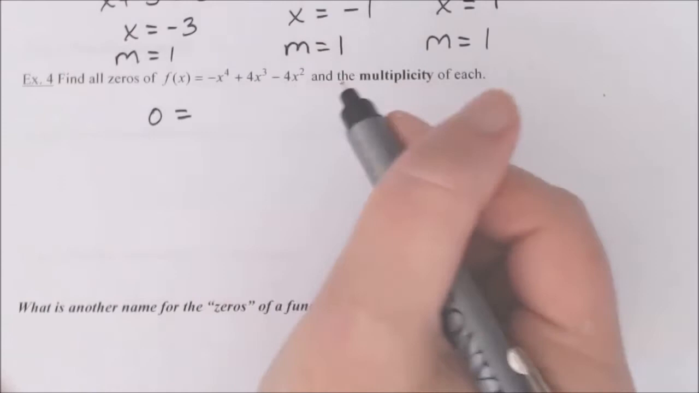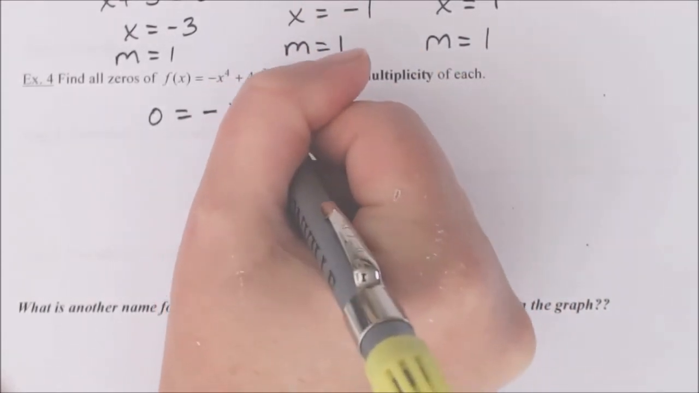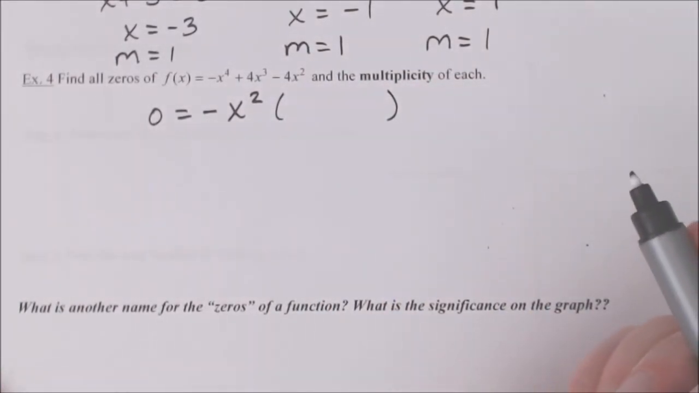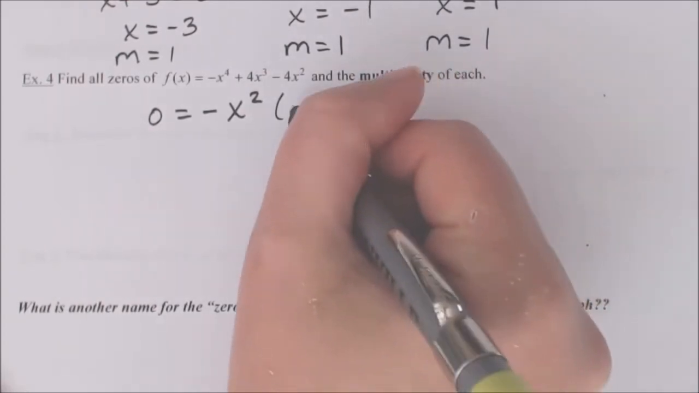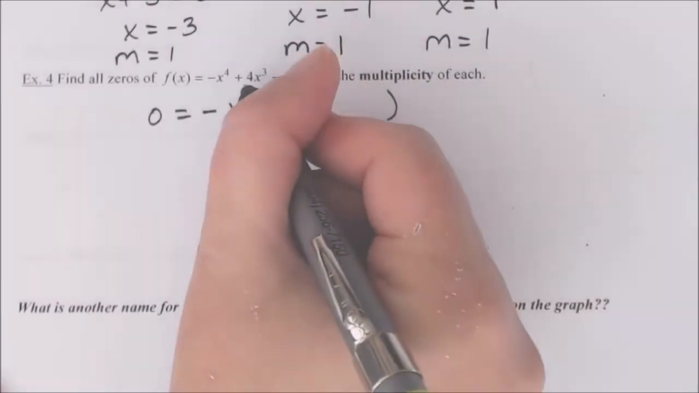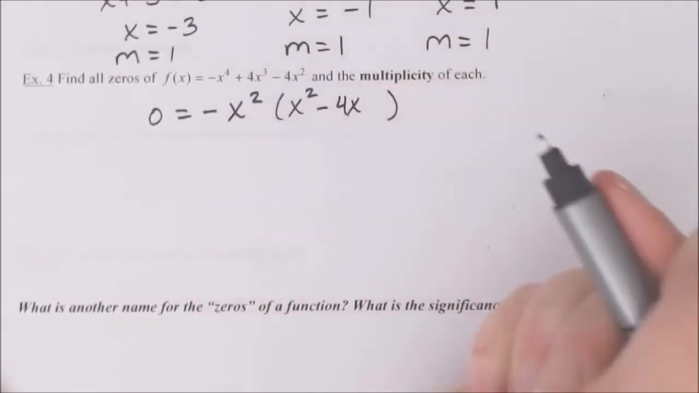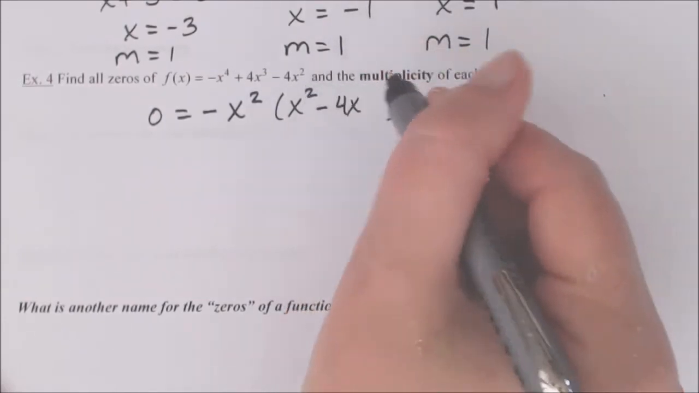So I'm going to take out x squared, and when that leading coefficient is negative, I usually just take that negative out with it because it's easier to factor what's left on the inside without the leading coefficient being negative. So if I take out a negative x squared, what would I multiply that by to get negative x to the 4th? And that would just be x squared. And then what would I multiply negative x squared by to get positive 4x cubed? So that would be a negative 4x. And then what would I multiply negative x squared by to get negative 4x squared?